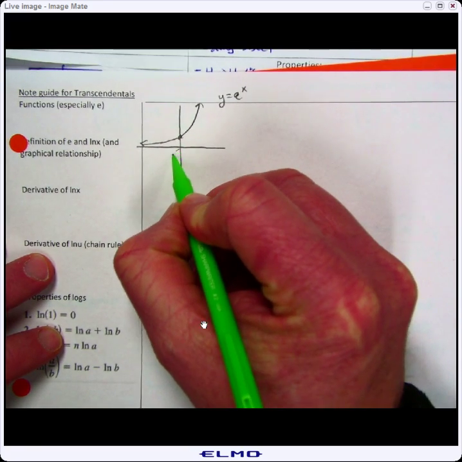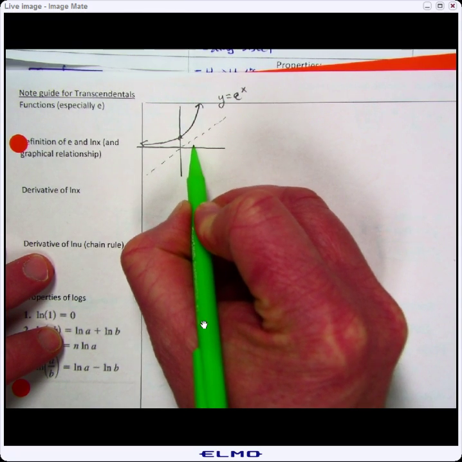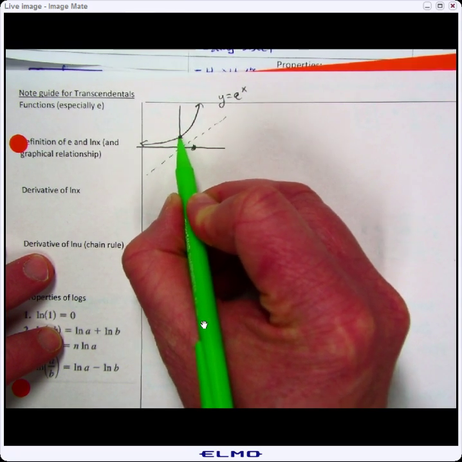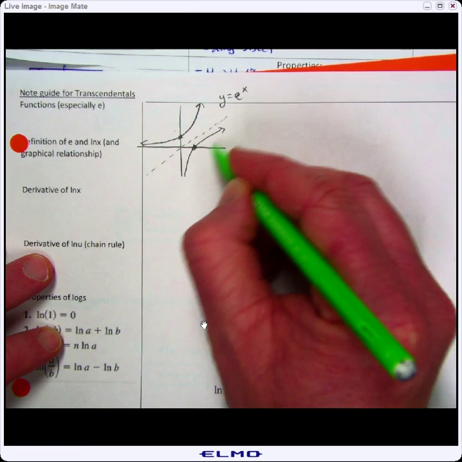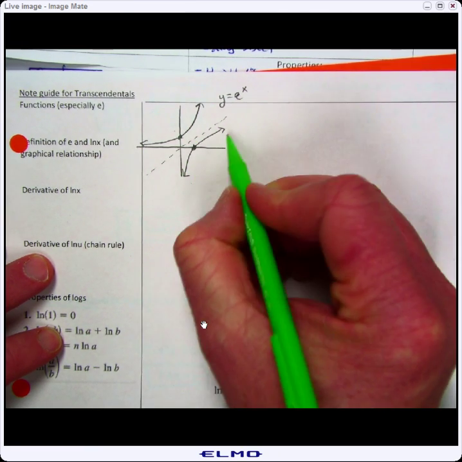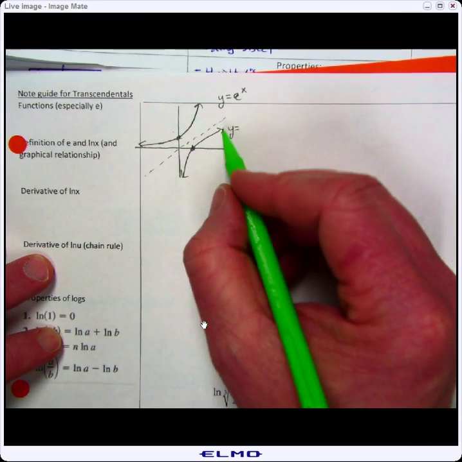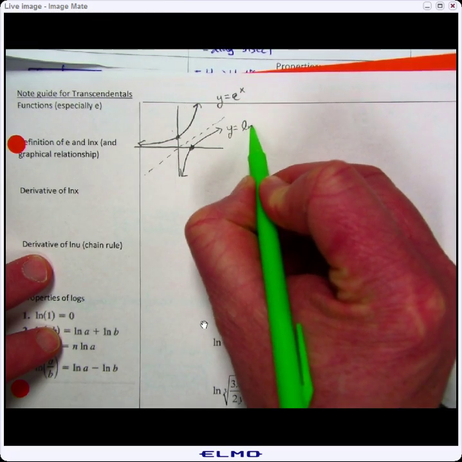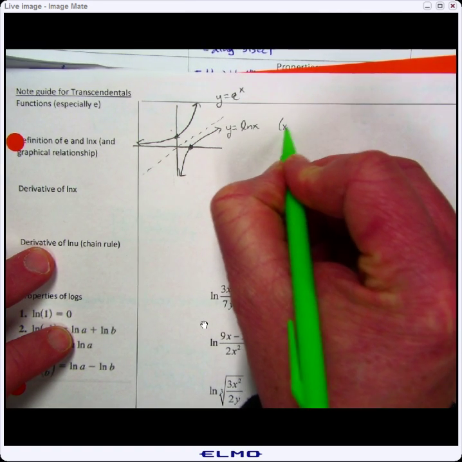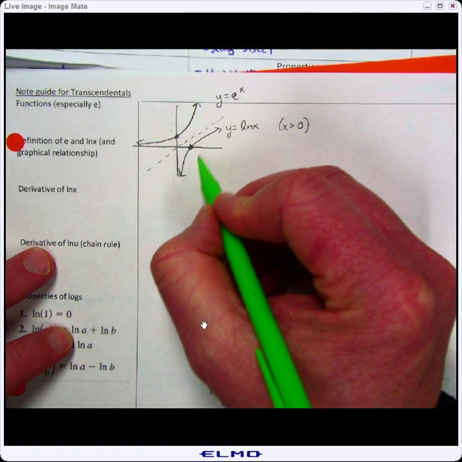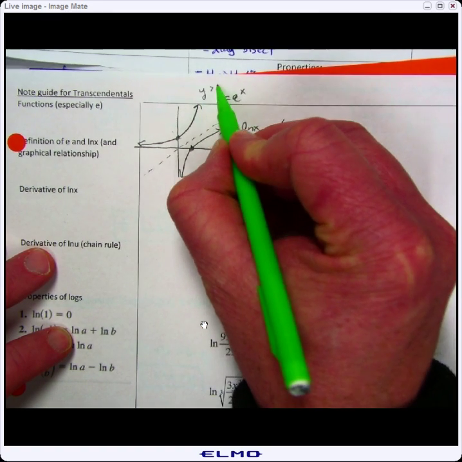And the inverse of e to the x is natural log of x, sometimes called ln x. And so when you take the inverse, this is (0, 1), this becomes (1, 0). Everything reflects. And now we have a vertical asymptote at x equals 0, just like there was a horizontal asymptote y equals 0. So for ln x, the basic graph always has to be positive. So x always has to be positive, but the y can be positive or negative. Up here, at e to the x, y is always positive.